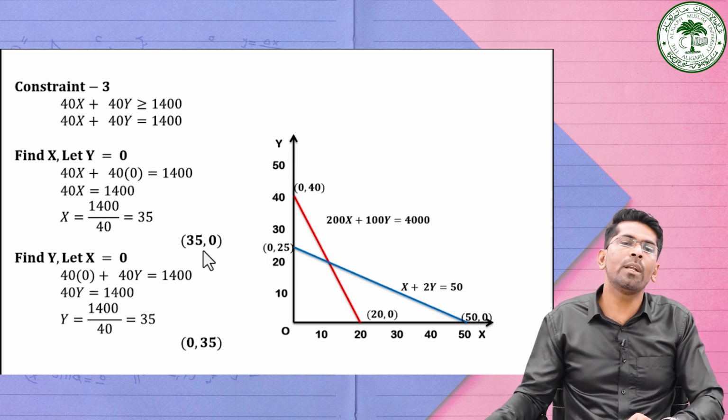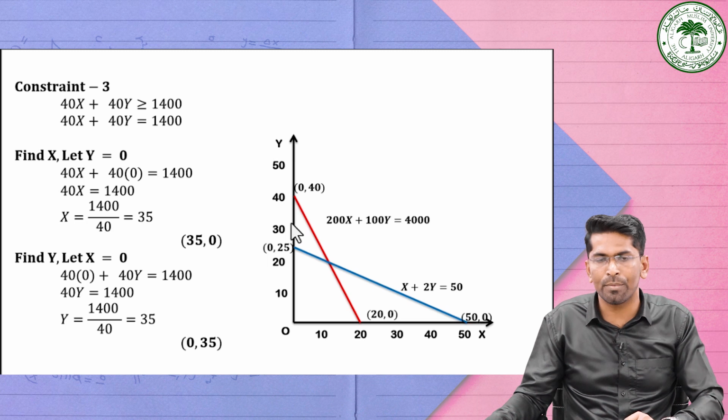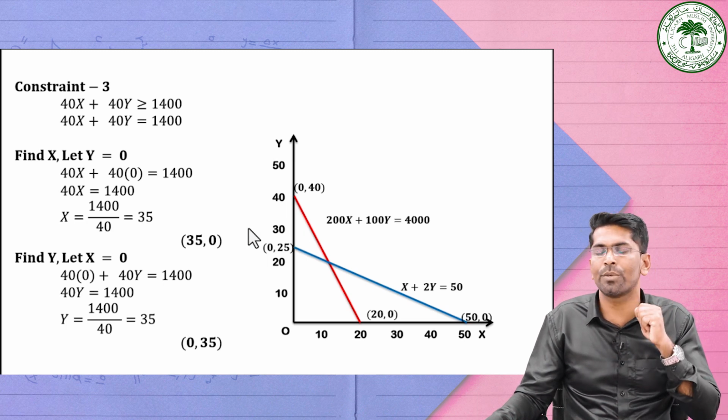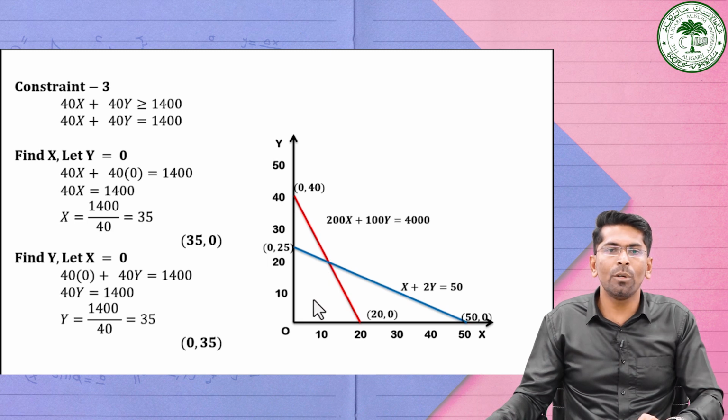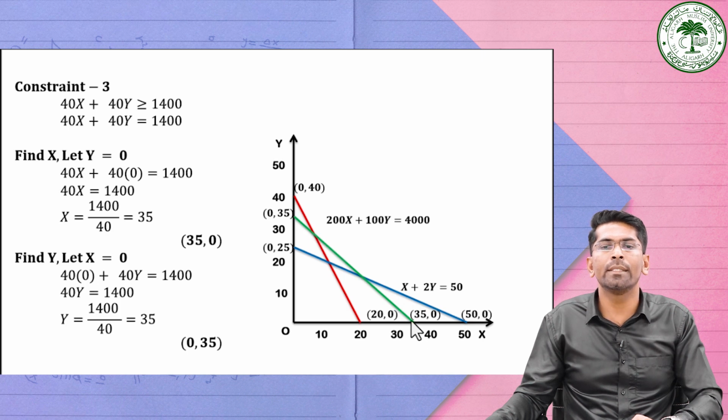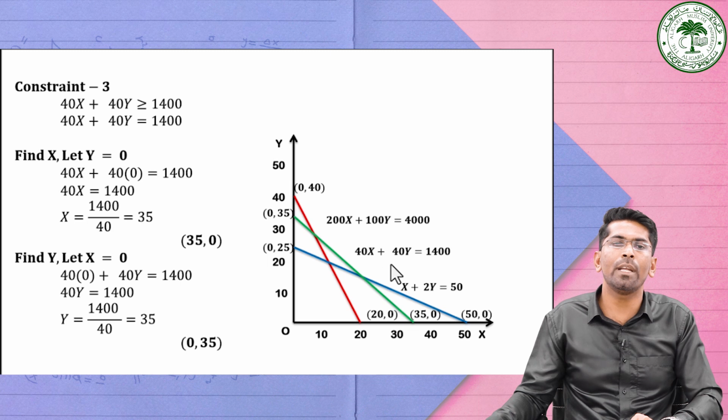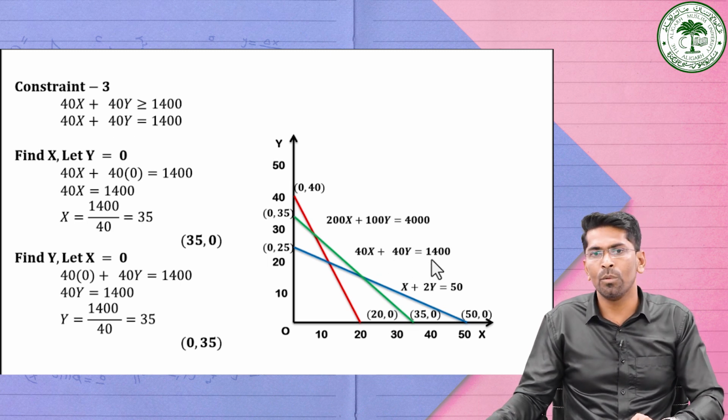Now we are going to plot these two coordinate points again on the graph, especially for representing the third constraint. So here when x is equal to 0, y is equal to 35. Somewhere here the point will come out. Similarly, when y is equal to 0, then x is equal to 35 somewhere here. So I am going to plot these 2 points here. Then, see, this is represented in terms of the green line. This green line is representing the third constraint, that is 40x plus 40y, which is equal to 1400.